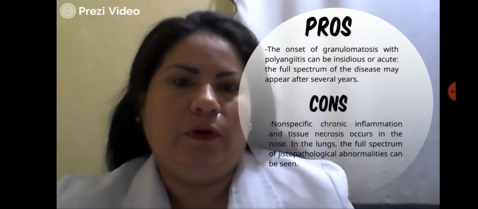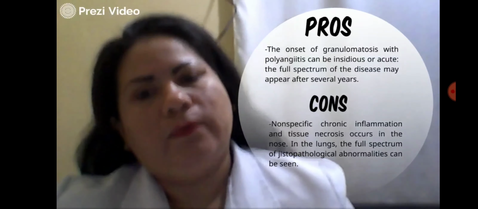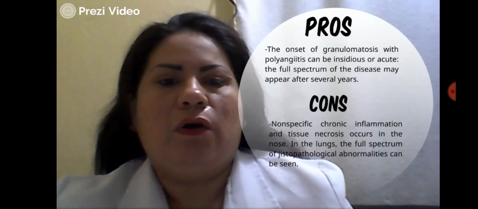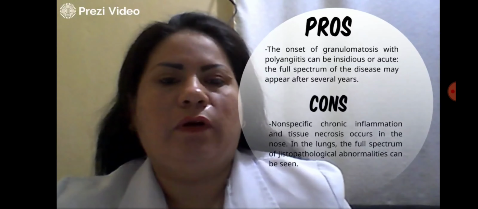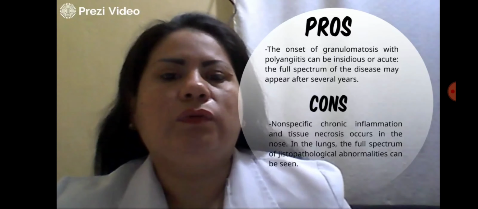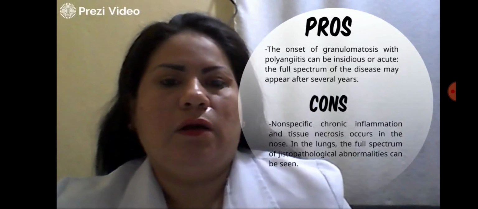The onset of granulomatosis with polyangiitis can be insidious or acute. The full spectrum of the disease may appear after several years. Non-specific chronic inflammation and tissue necrosis occur in the nose. In the lungs, the full spectrum of the pathological abnormalities can be seen.